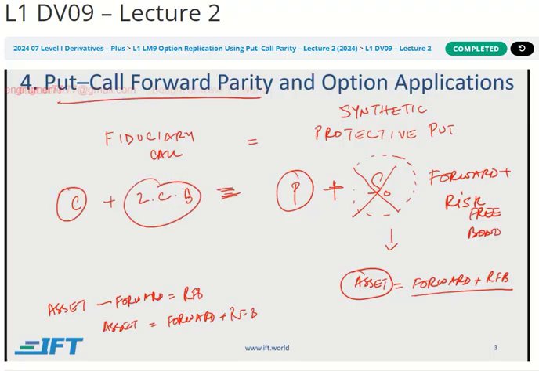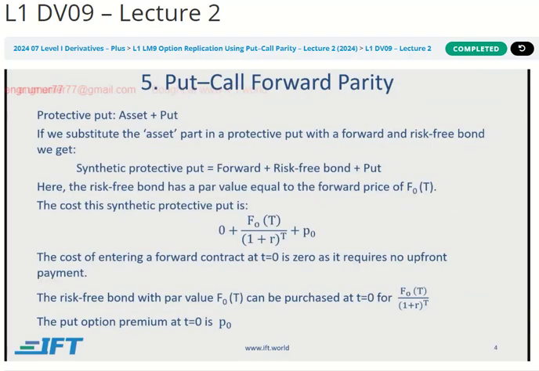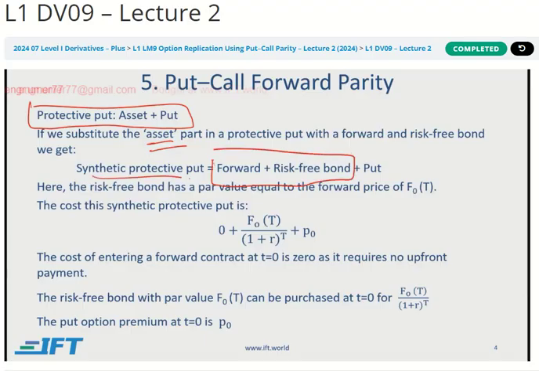And this is known as the put call forward parity, where we take the protective put side of it and convert it into a synthetic protective put, where the put option is there, and instead of the stock we have a forward and a risk-free bond. This is what is shown on this slide: the protective put, which has an asset and the put, we substitute the asset part with the forward and the risk-free bond, and this gives you a synthetic protective put. And in terms of the equation, what does it look like?